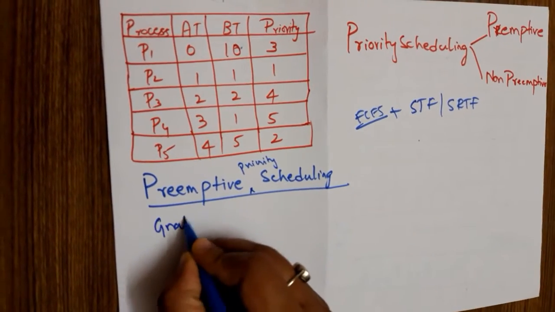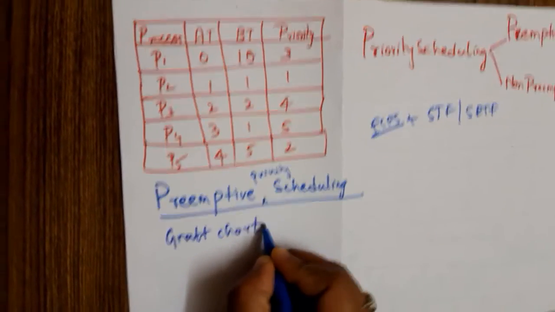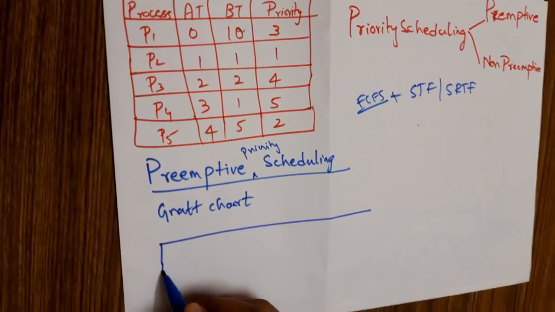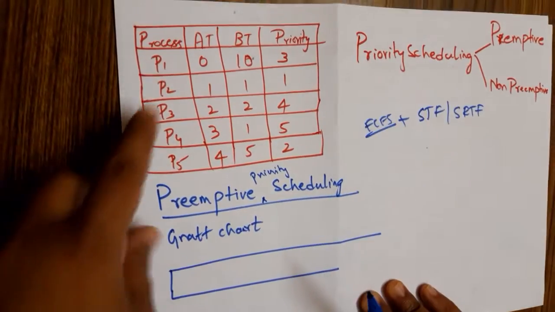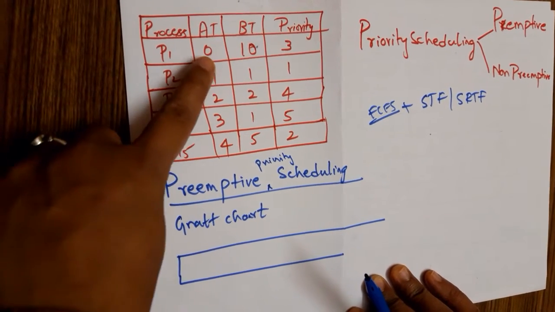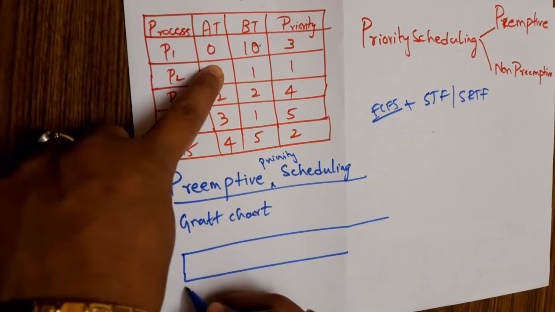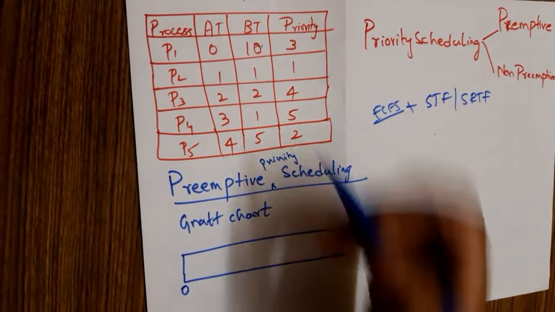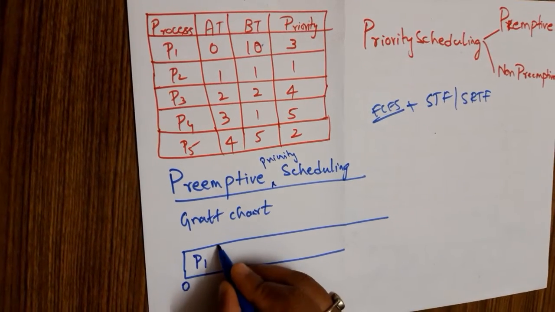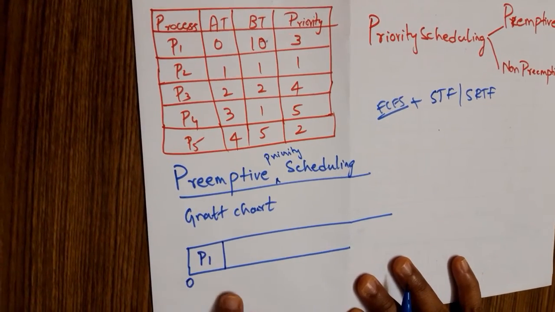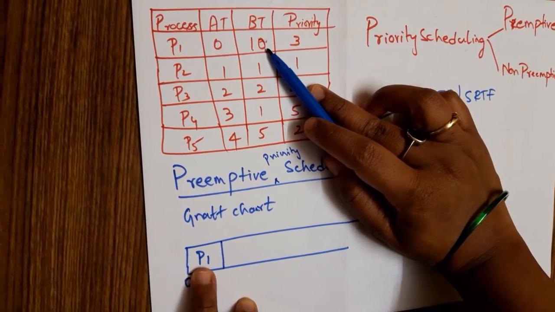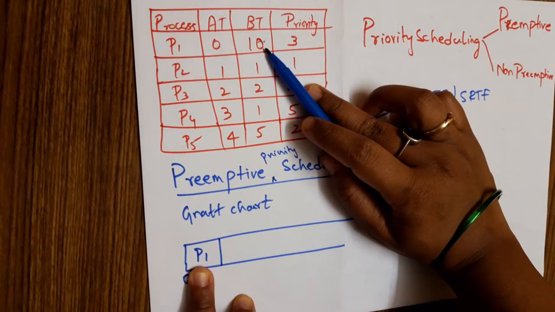The first step, as you are aware, is how to write the Gantt chart. Here we are going to see the arrival time. The starting arrival time is 0. When the time was 0, process P1 has arrived. And the burst time, or the complete milliseconds required for P1 to execute, is 10 milliseconds.